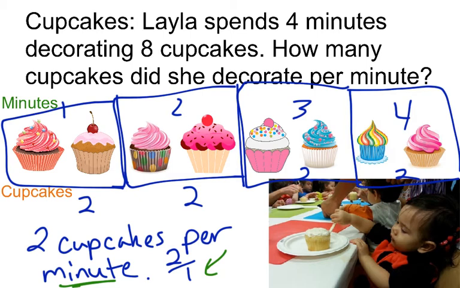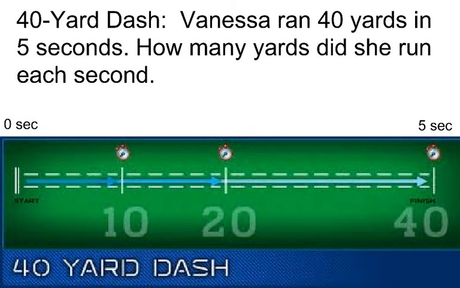Let's look at another example. 40-yard dash. Vanessa ran 40 yards in 5 seconds. How many yards did she run each second? So we have our 40-yard dash, and we know it took her 5 seconds total to run it. And in this case, instead of using the word per second, I used each. That's another clue word that can help you. So we have 40 yards in 5 seconds.